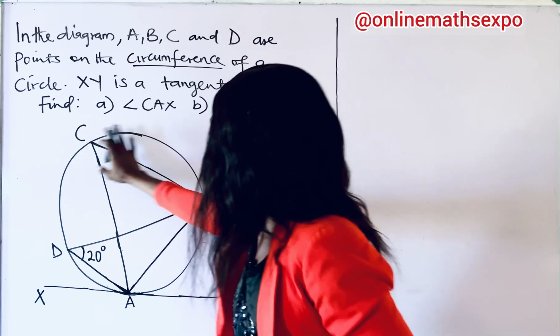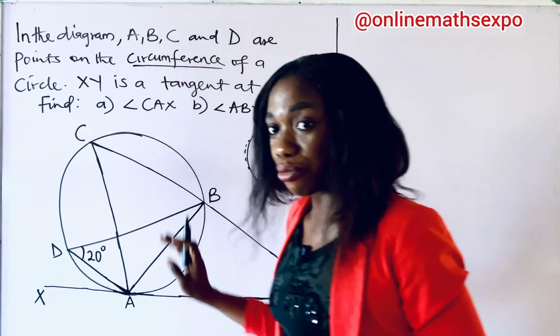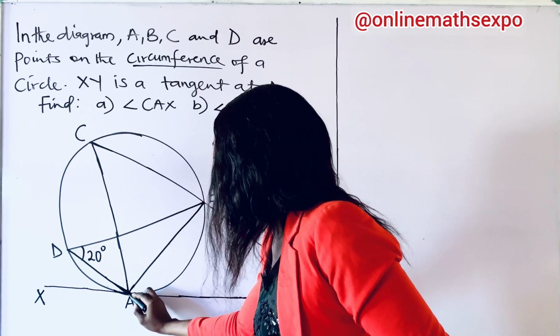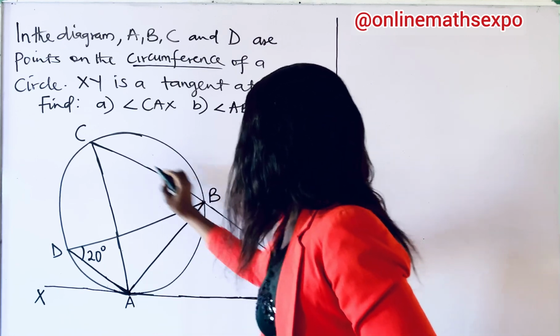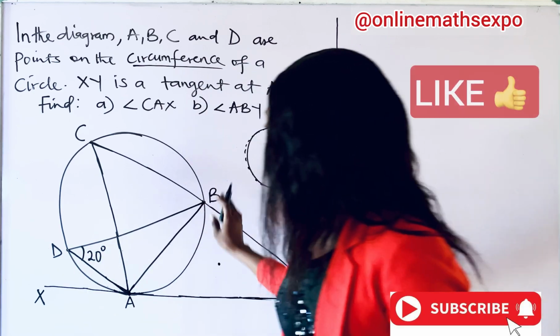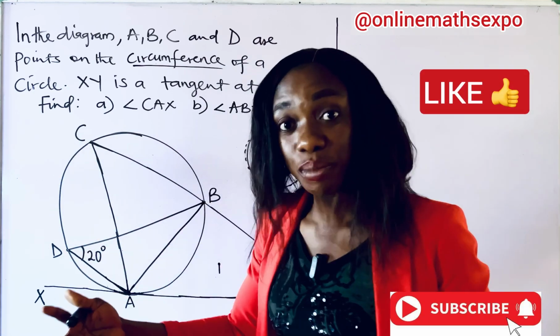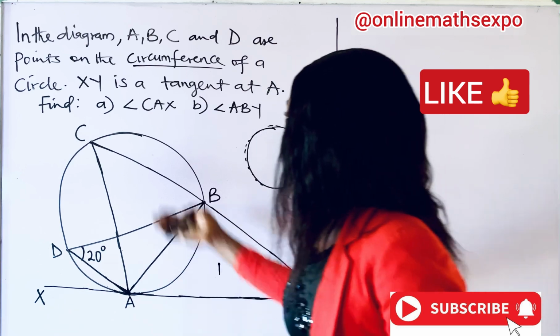Now, carefully look at this diagram. We are told that these points are on the circumference. So this is A here, this is point B, here is C, and here is D. What did you observe? You see that these 4 points are on the circumference of this circle. I hope that one is clear now. Now let's get to the next statement.